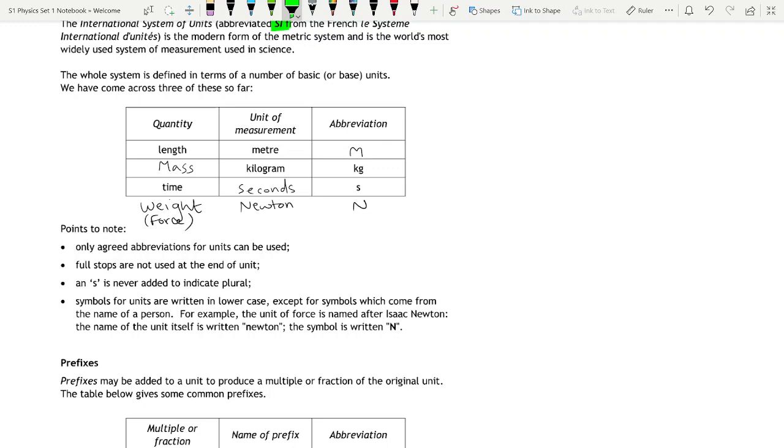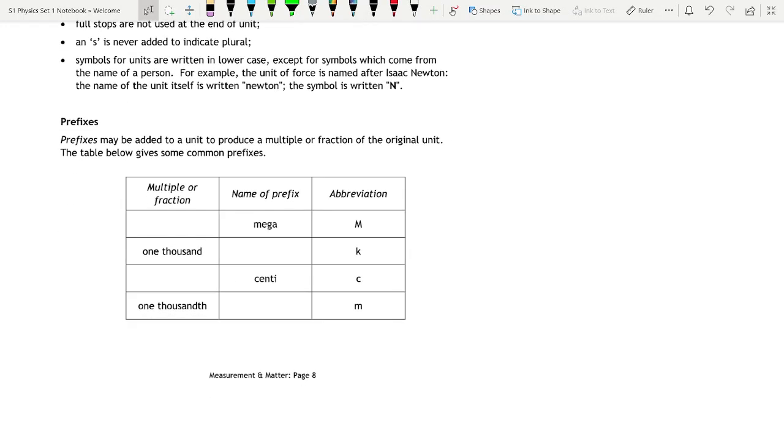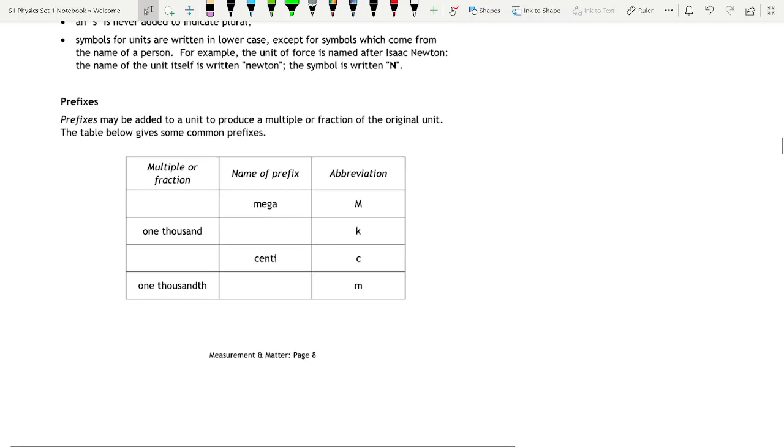Okay? Right. So that's the units. Now we're going to look at something called prefixes. Prefixes are the things that come before the units. So it might be centimetre, so centi is the prefix before the unit metre. Or kilometre, kilo is the prefix before metre. So these things that come before the units are called prefixes.